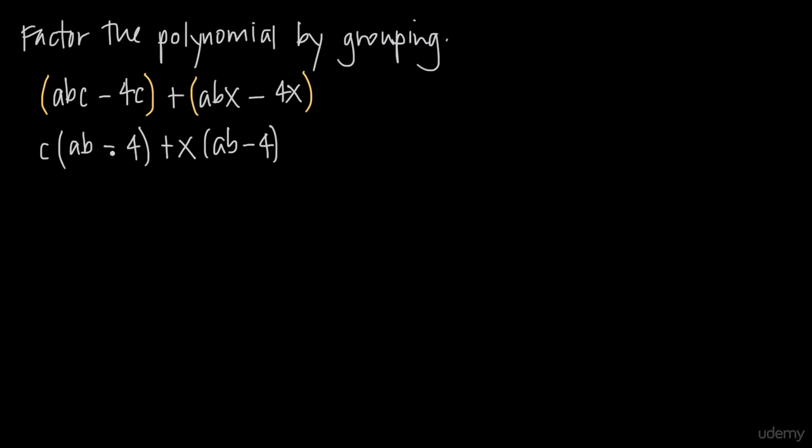At this point, we've factored the polynomial, but we still have a common factor of ab minus 4 that we see in both terms. So what we need to do is factor that ab minus 4 out of the polynomial. So when we do that, we get ab minus 4. This is what we're going to factor out.